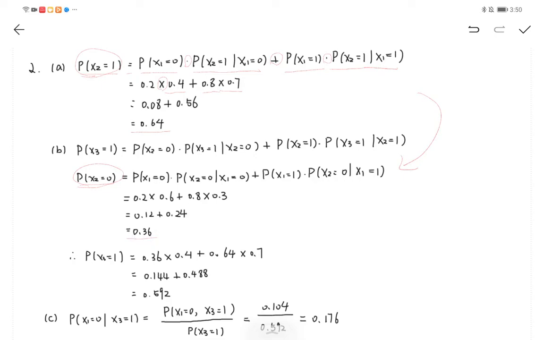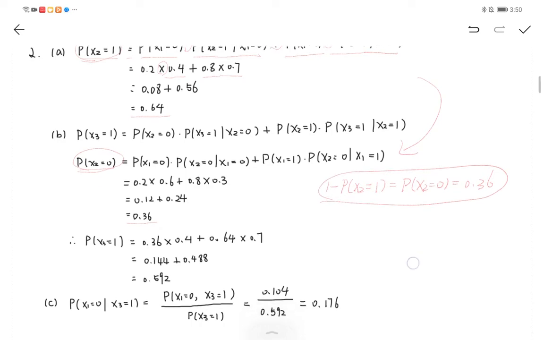0.36. There is another method: we can use 1 minus the probability of x2 equals 1, which equals the probability of x2 equals 0, which equals 0.36. This method is easier.